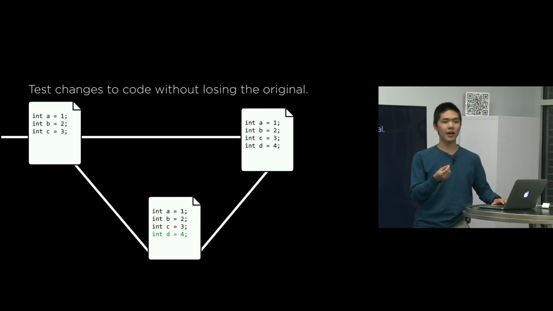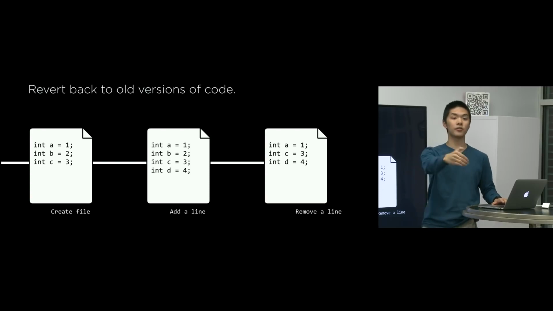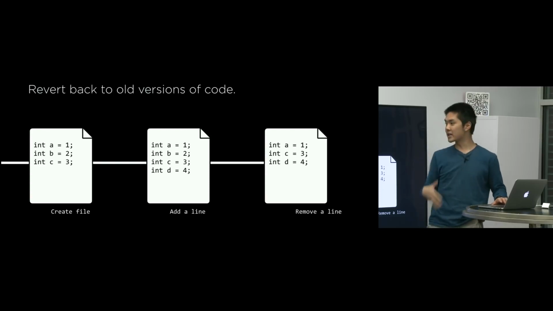And the fourth and very valuable thing that Git can be useful for is for reverting back changes to older versions of your code. Say you made a change to your code somewhere along the way and realized later on that that's not the change that you actually wanted to make and that you would want to go back to an older version. Git makes it very easy.